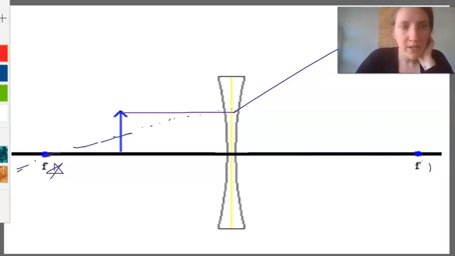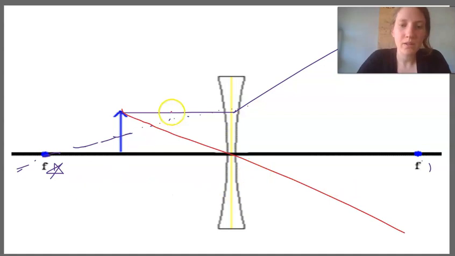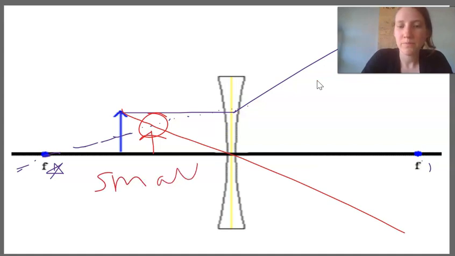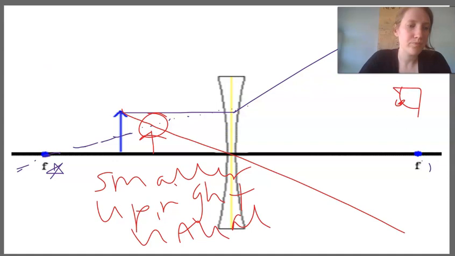And now we have a red line. It goes straight from the top to the middle, and our two lines will meet right here. See, still smaller, upright, and it is virtual because it's on the opposite side from the viewer, our eyeball.